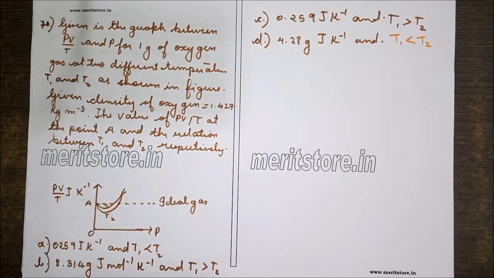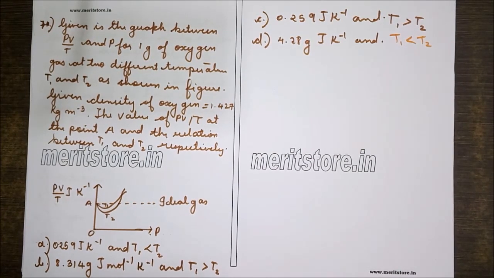Given is the graph between PV by T and P for 1 gram of oxygen gas at two different temperatures T1 and T2 as shown in the figure. Given density of oxygen is 1.427 gram per meter cube. The value of PV by T at the point A and the relation between T1 and T2 respectively are.